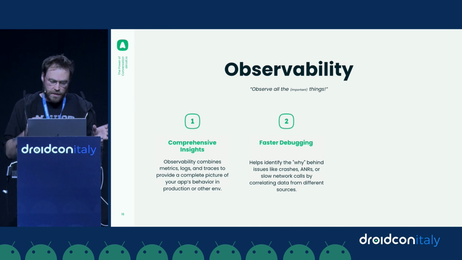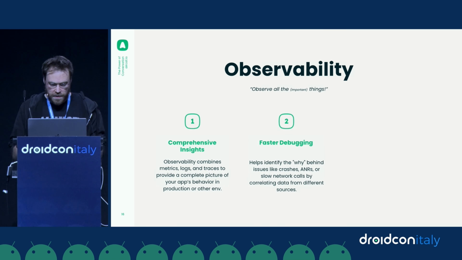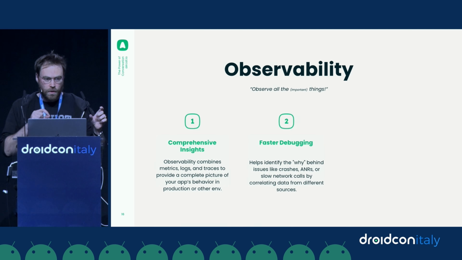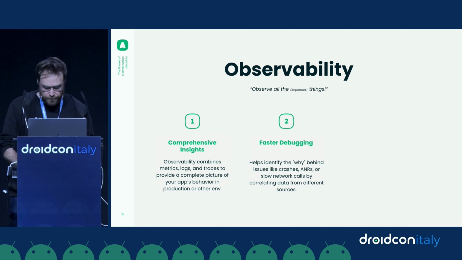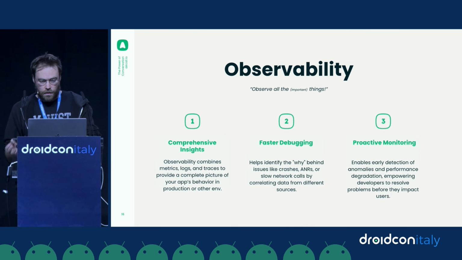So observability will lead to faster debugging. With observability, you'll understand the why behind all these issues. So you'll have the data to say, okay, I saw that this payload doesn't behave as usual. This was the point of failure of the whole process. And observability will, like monitoring, do some proactive monitoring, detecting early the issues, the degradation, and so on.